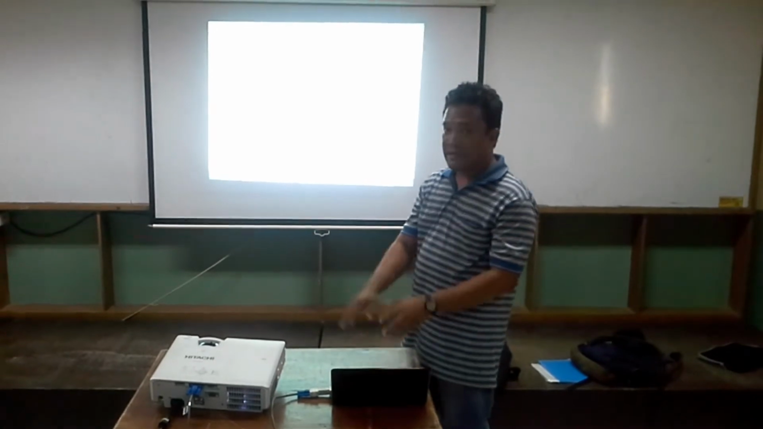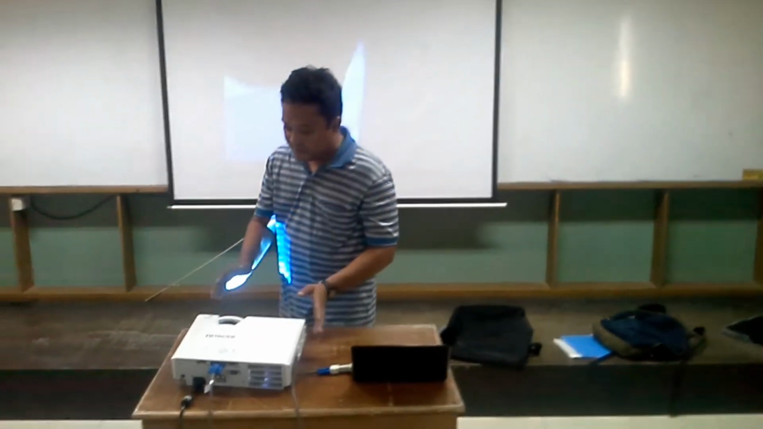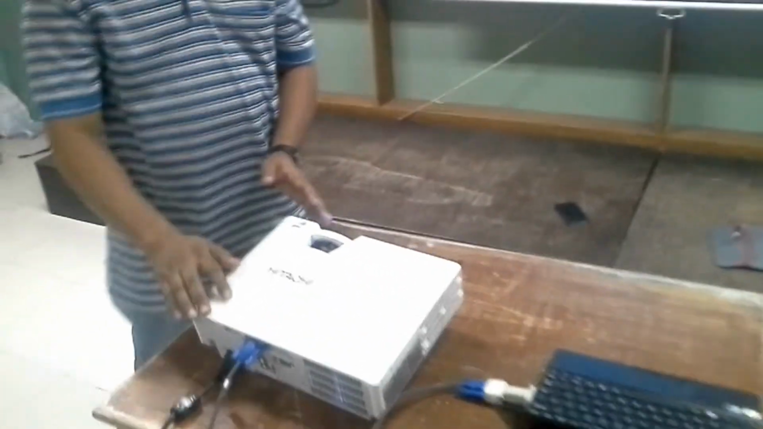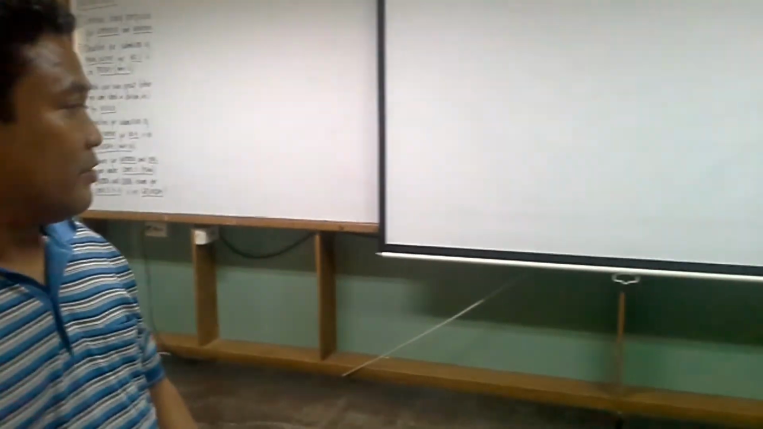And next is I'm going to turn off my projector. So again, you're going to locate the power button. Okay, pressing it once, the projector will ask you if you're really going to turn this one off. So pressing it again will turn the projector off.